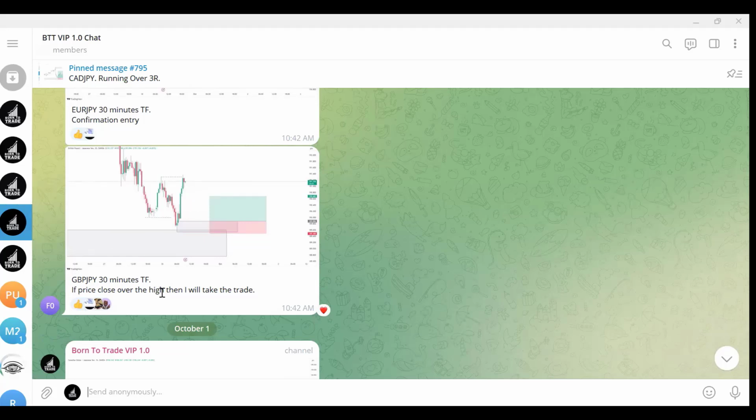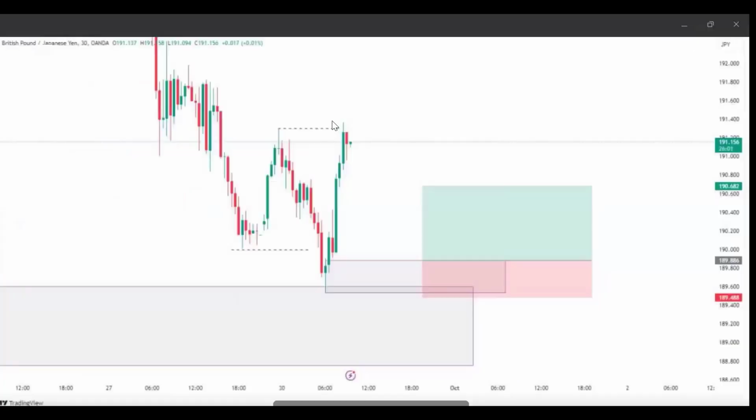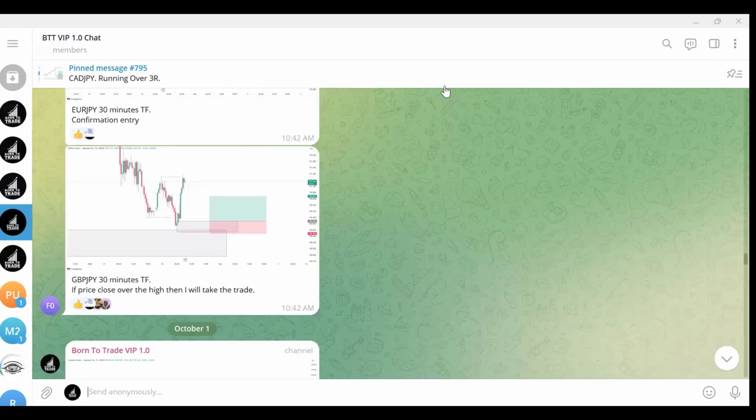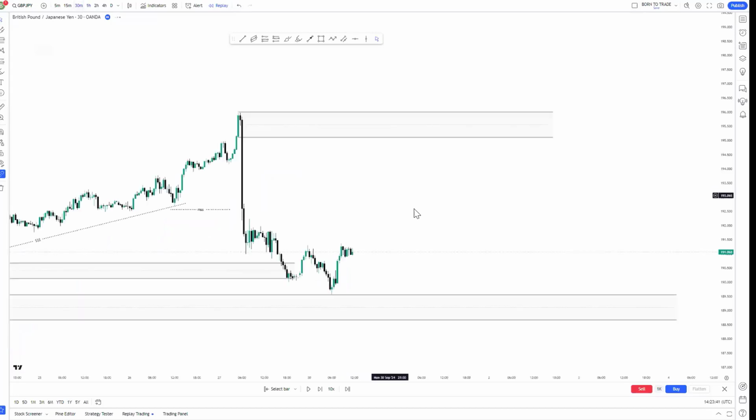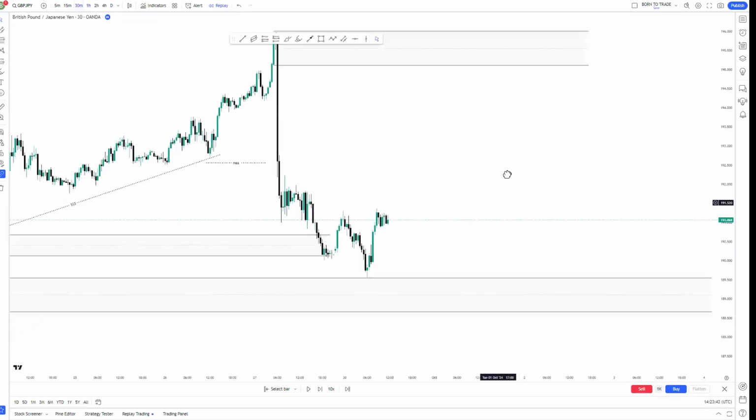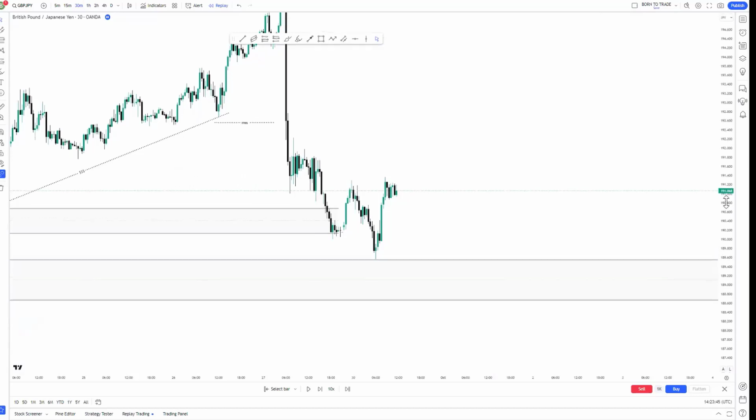Now, this is what he said when he was approaching it with an entry confirmation: if price closes above the high, then I will take the trade. And I actually like his confidence, because you can see this is what it looks like. Price was yet to close above the high. So let's drop into the 30 minutes time frame to see how we can approach this trade with an entry confirmation. And you can agree with me that this is exactly the same setup. At this point, price was yet to close above this particular high.